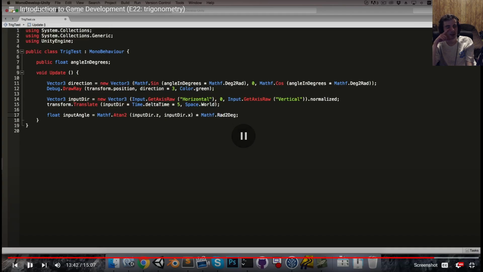Oh, I see. Okay. Input angle, Z over X. What would that do? Okay, let's then write transform.eulerAngles equal to Vector3.up multiplied by the input angle. So we're just rotating our character around the y-axis by the input angle.